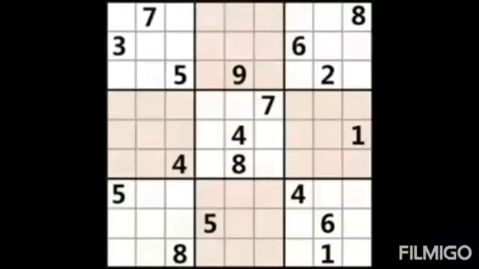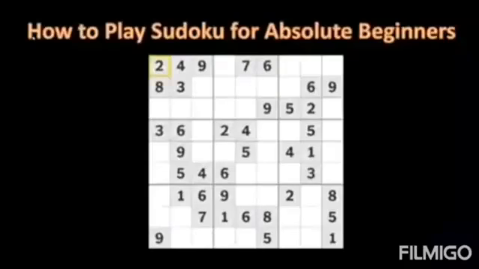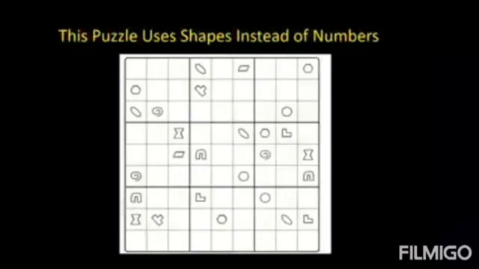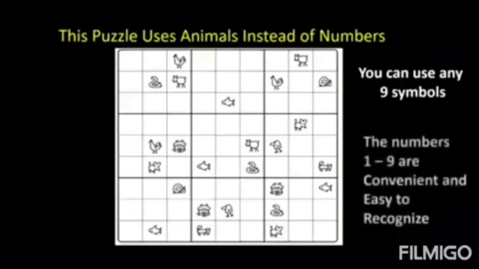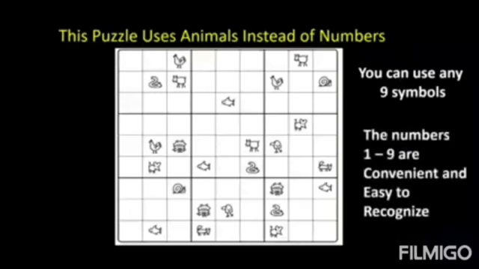It's not only the numbers that we can fill in the Sudoku, but we can even use other shapes or symbols for playing it. So let us learn how to play. This puzzle may use shapes instead of numbers. It may also use some animals instead of numbers symbolically. You can use any 9 symbols. Got it? But the numbers 1 to 9 are convenient and easy to recognize. That's why we use them.